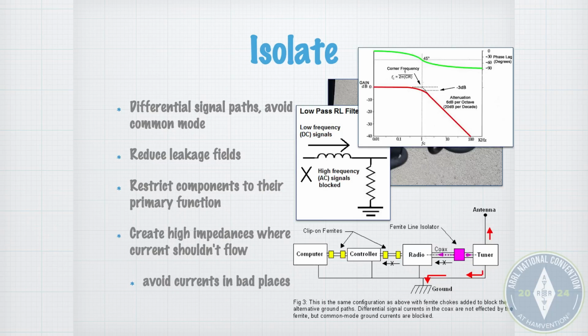The next principle is isolation. So we try to avoid common mode currents, mostly, and reduce those leakage fields. We want to make sure that the things that are functional elements in our stations stay doing the functions that we designed them to do.